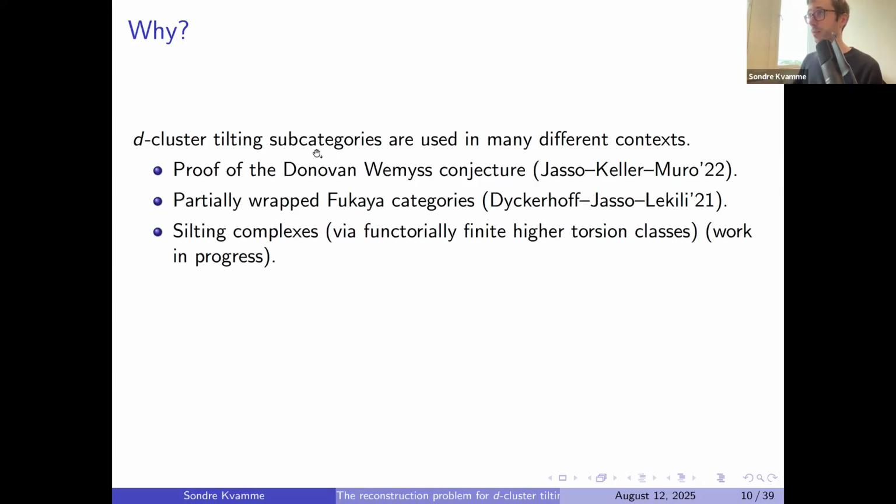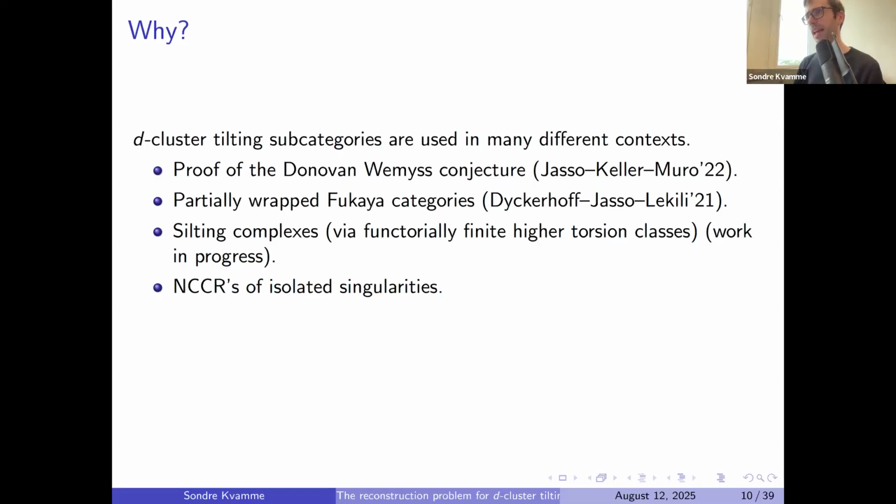If you have a D-cluster tilting subcategory in a module category of a finite dimensional algebra, then you can use that to generate and obtain tilting complexes. And this is via functorially finite higher torsion classes. So this is some kind of generalization of the classical bijection between functorially finite torsion classes and two-term tilting complexes. This is a higher version, and you get some kind of tool, if you have a D-cluster tilting subcategory, to generate tilting complexes, and therefore to generate some kind of derived equivalence to certain algebras. So this is a work in progress I have with some co-authors.